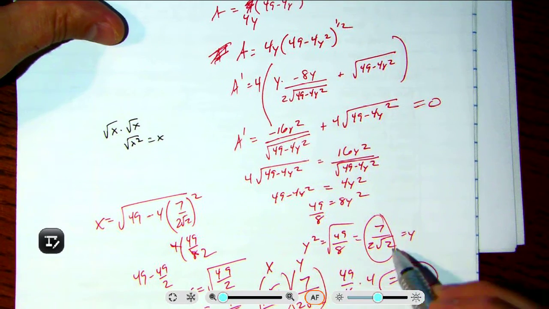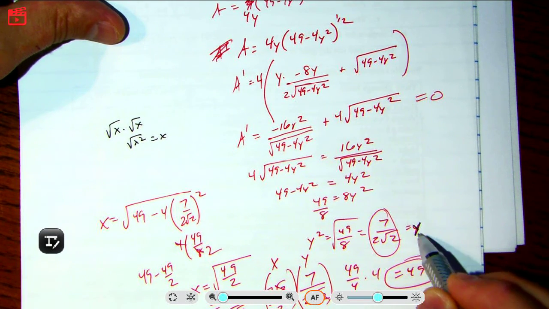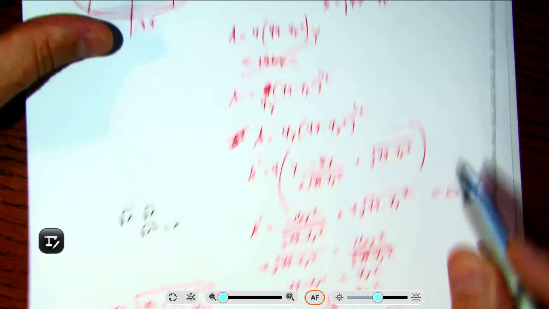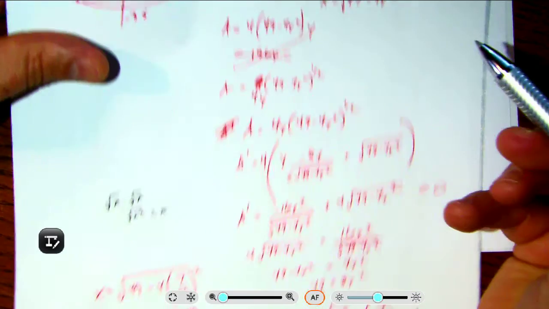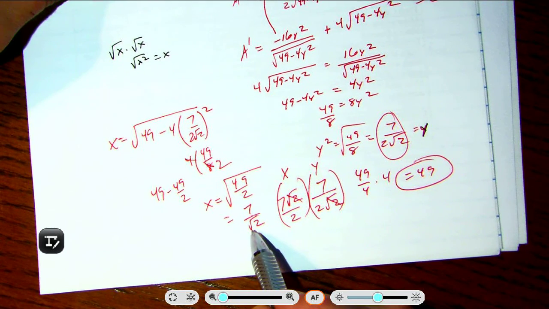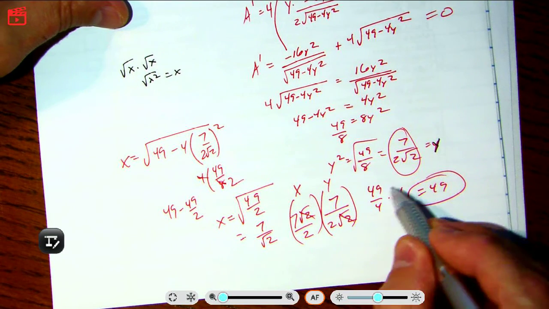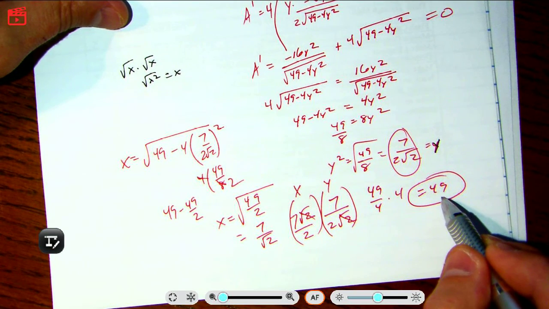and you find out that y is 7 over 2 rad 2. That's what y equals. Okay? And you plug that back in right here, and you would find that x equals 7 rad 2. Okay? So we multiply those together, and then multiply by 4. Right here, you find the answer. The largest area is going to be 49.